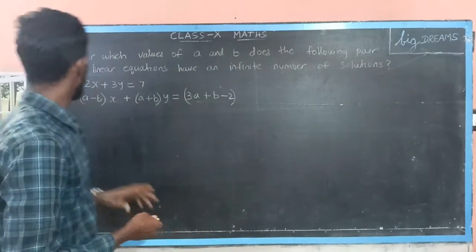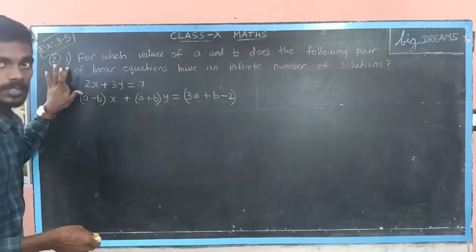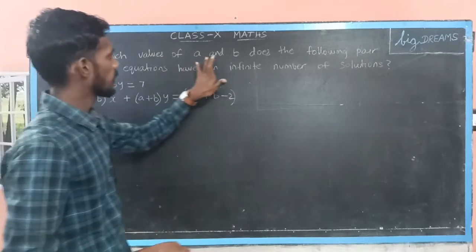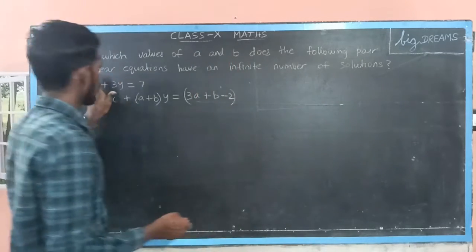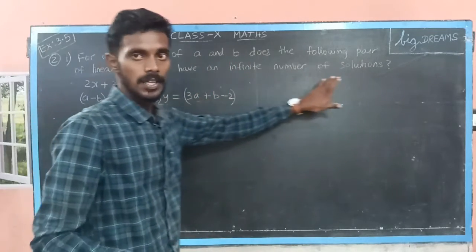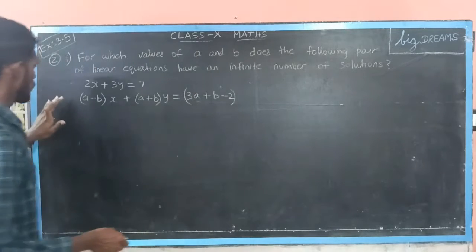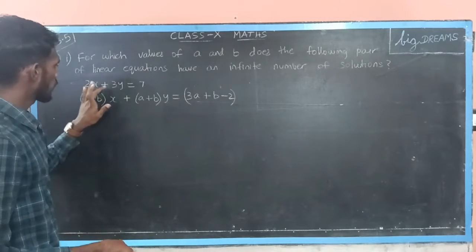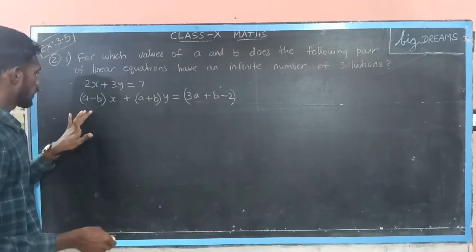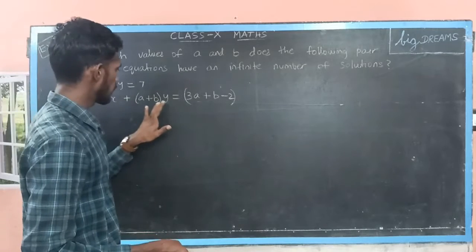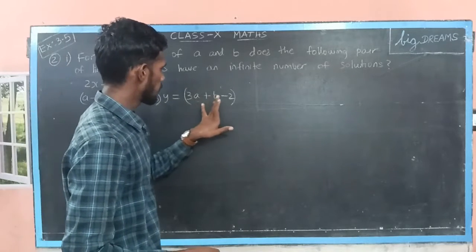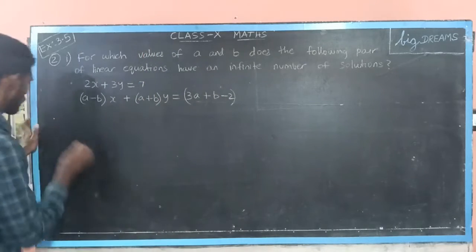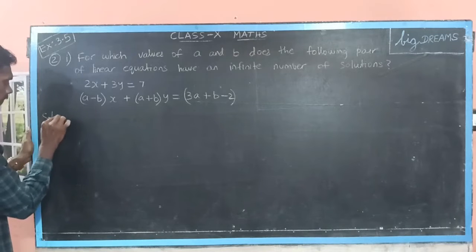Students, now we are going to see the second question, first subdivision: for which values of a and b will the following pair of linear equations have an infinite number of solutions? They have given the equations 2x plus 3y is equal to 7 and (a minus b) into x plus (a plus b) into y is equal to 3a plus b minus 2. So let's move to the solution.